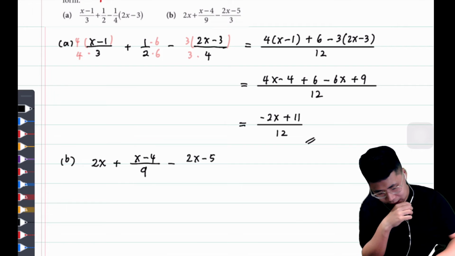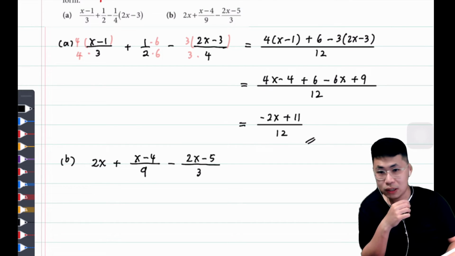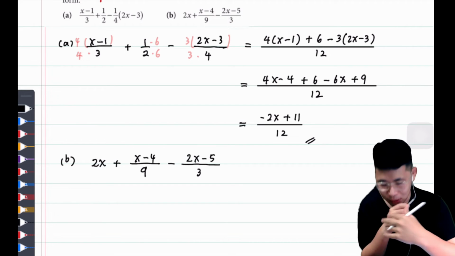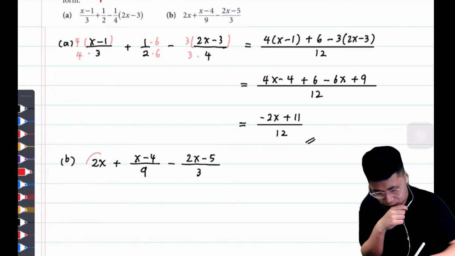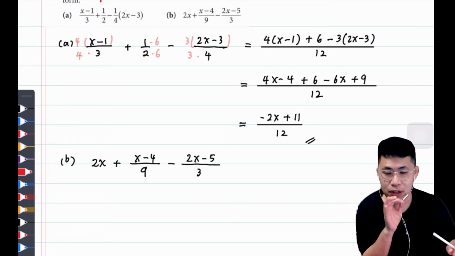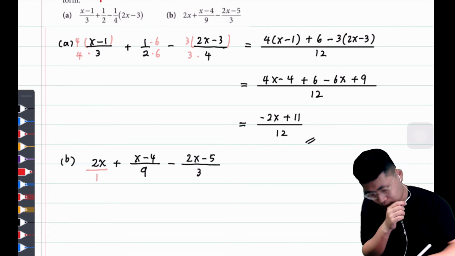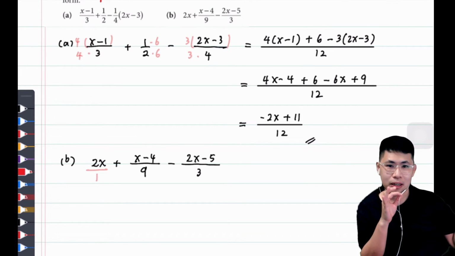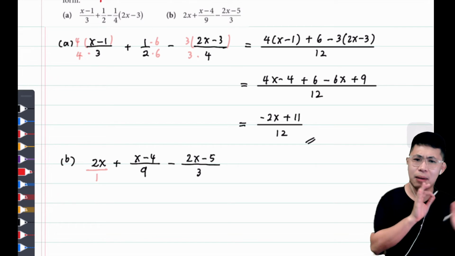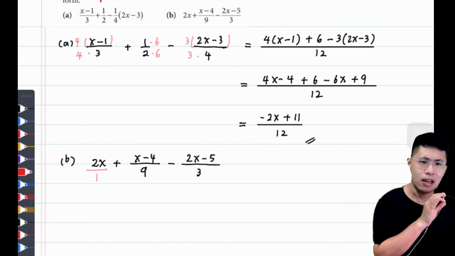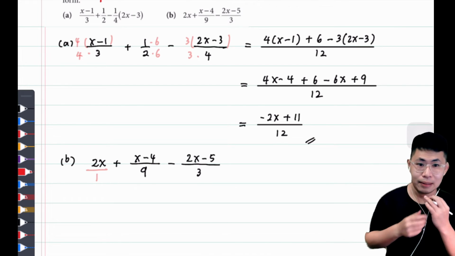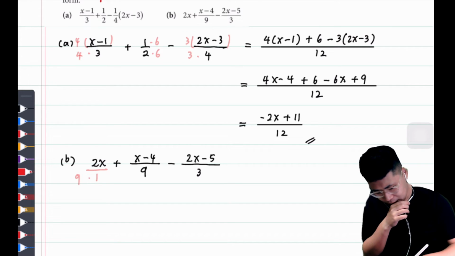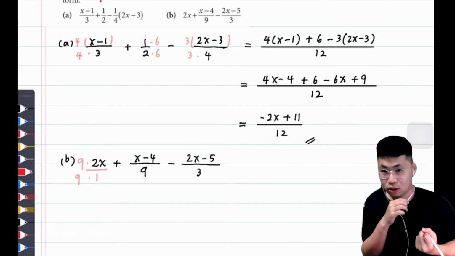Okay, so over here, let's take a look at what should our lowest common denominator be. Alright, so what's the LCM of this one? The 2x alone, if you want to write it as a fraction, it's actually 2x over 1. Do you agree? So between 1, 9 and 3, what would be the common denominator? Do we take 3 times 9 to become 27? Actually, we don't need. We can go directly to 9. So how do we make the first one 9? So times 9 at the bottom, times 9 on top.